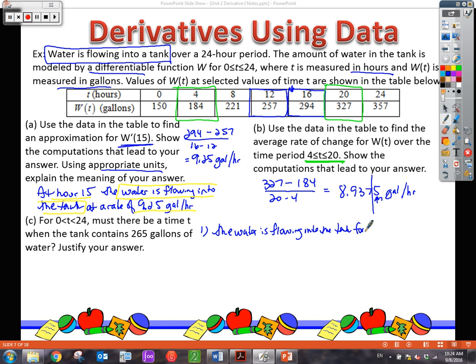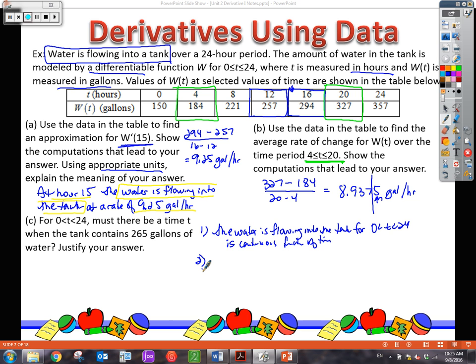For 0 ≤ t ≤ 24 is a continuous function of time. So like an application problem, we don't have an equation to look at to determine continuity. We have to talk about the physical thing, what's going on. Well, the water is flowing into the tank during that time period, and it's a continuous function of time.